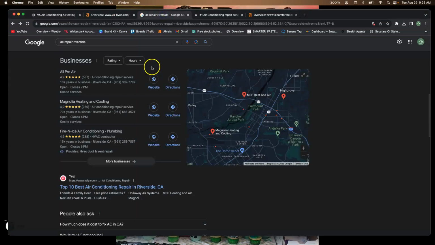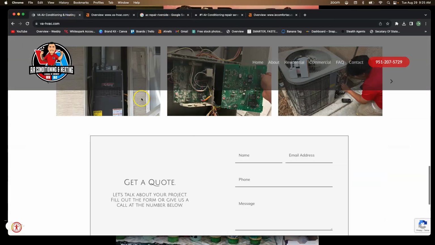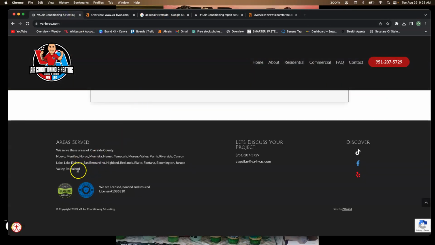So if we were to go to Google, and I know that you service Riverside, because these are the areas that I see on your specific website. Now, if you service other areas, the goal is to be in front of those customers within those given areas. But I'm just going to stick with Riverside, and I'm familiar with the area. So let's just go with Riverside and see if you're showing up.